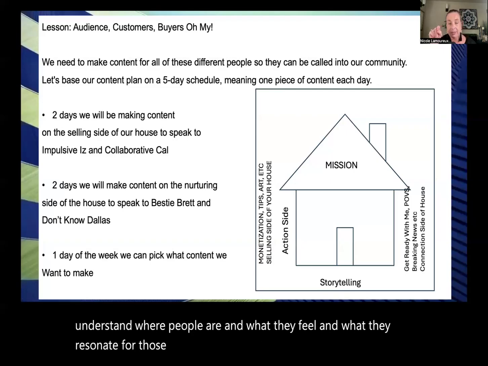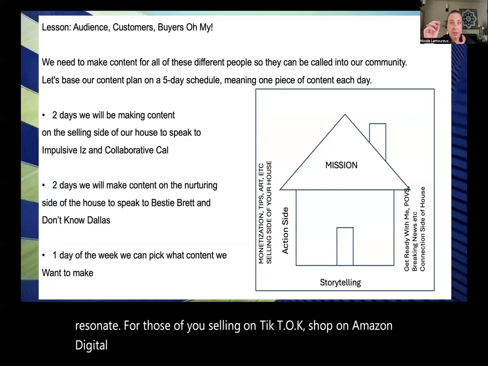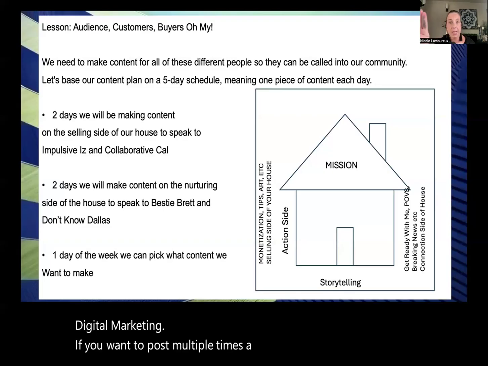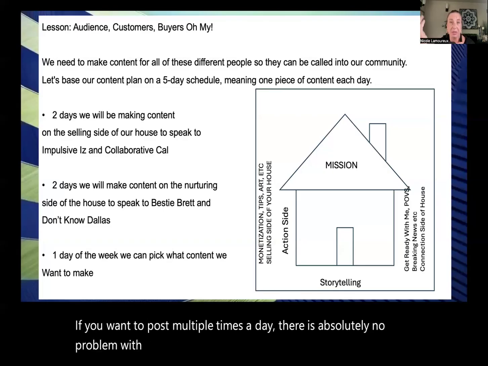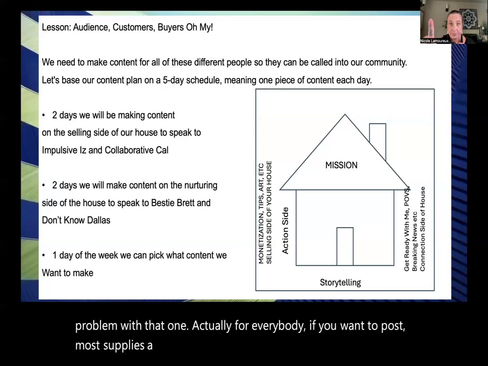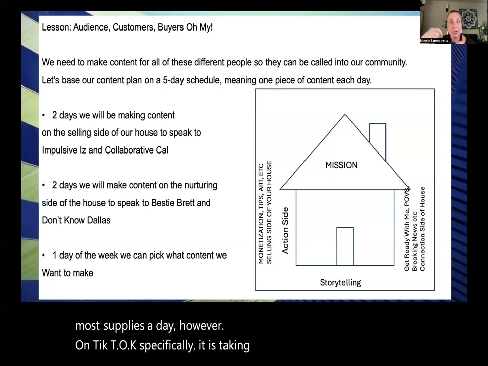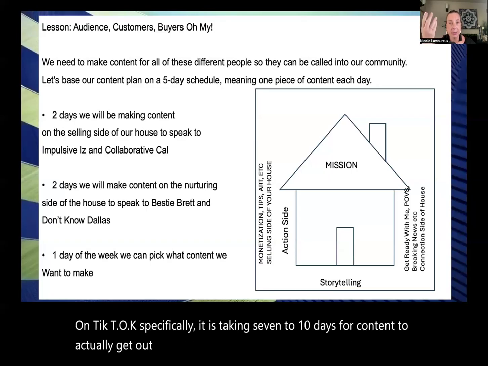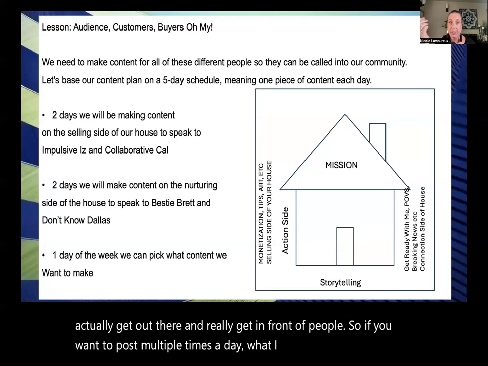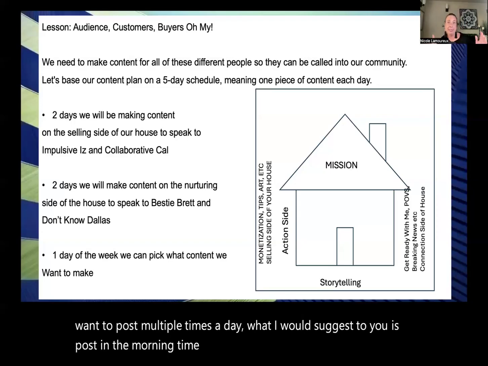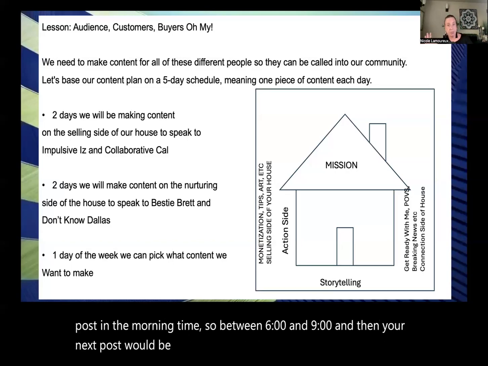For those of you selling on TikTok Shop, on Amazon, digital marketing, if you want to post multiple times a day, there is absolutely no problem with that. Actually for everybody, if you want to post multiple times a day. However, on TikTok specifically, it is taking 7 to 10 days for content to actually get out there and really get in front of people. So if you want to post multiple times a day, what I would suggest to you is post in the morning, between 6 and 9. And then your next post would be again between 4 and 8.